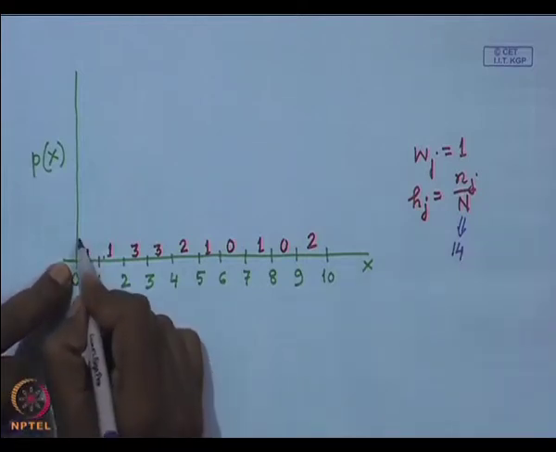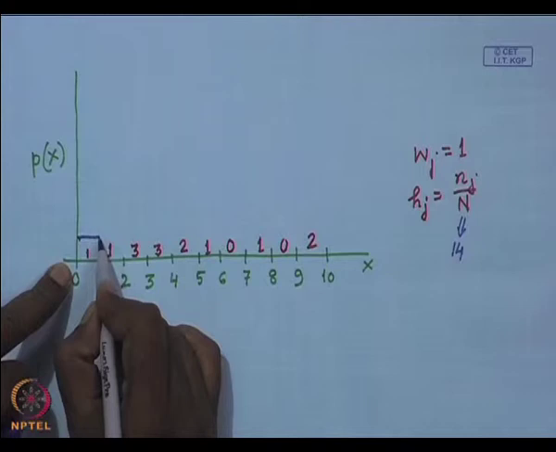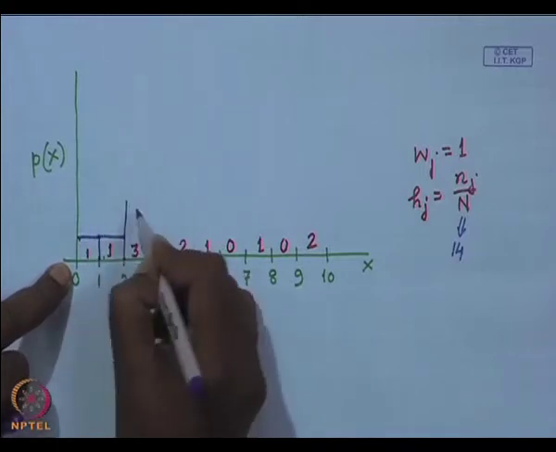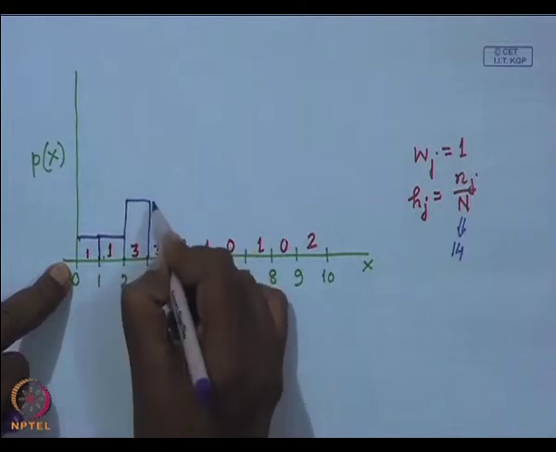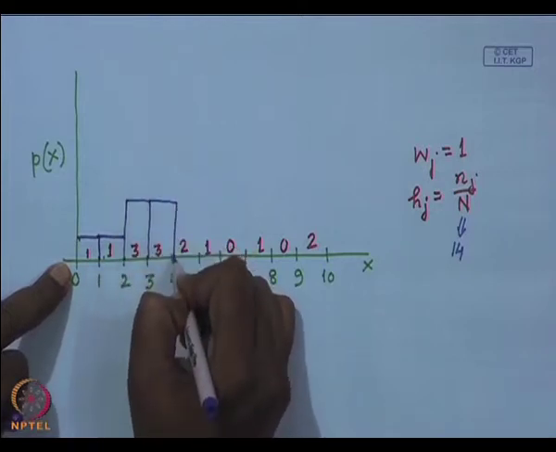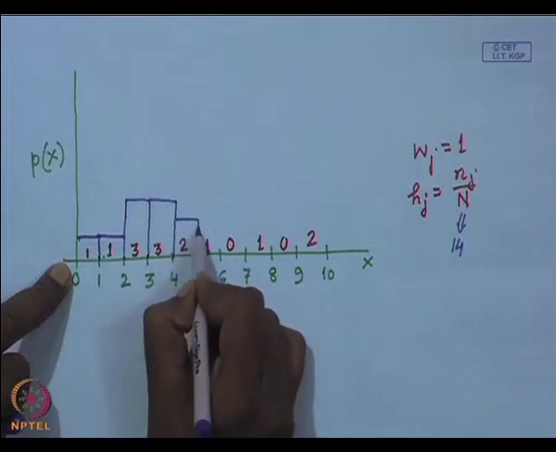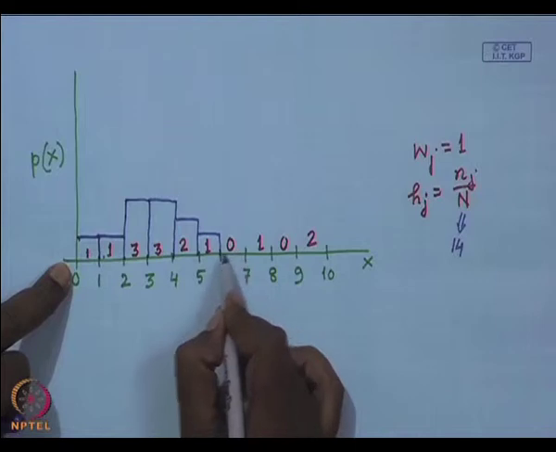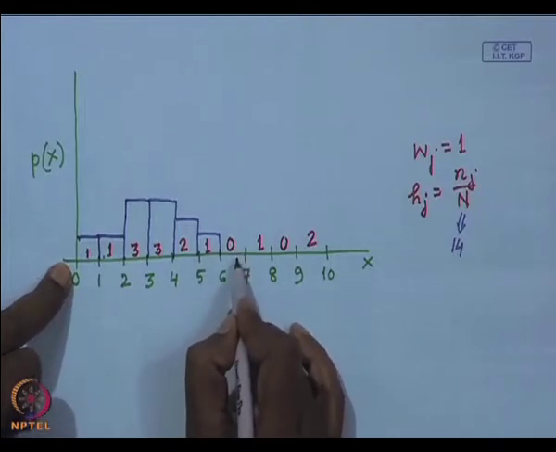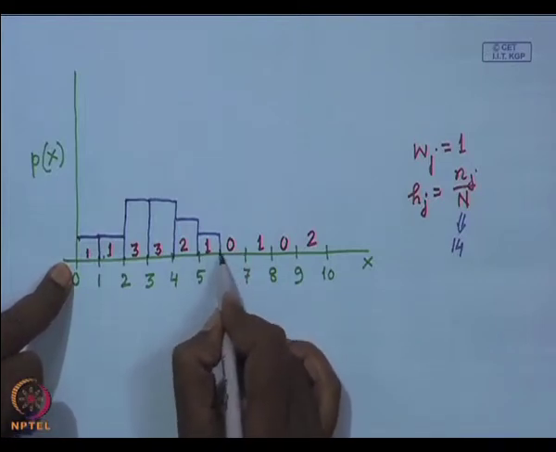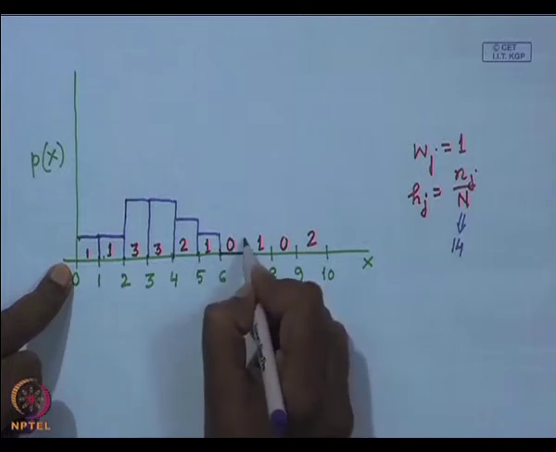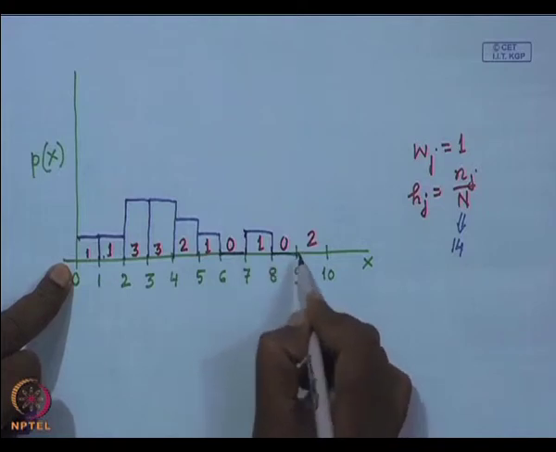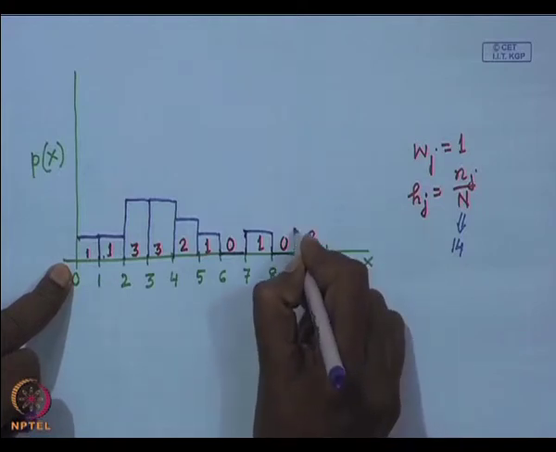So, this will be 1 by 14, this will be 1 by 14 again, this will be 3 by 14, here it will be 3 by 14 again, here it will be 2 by 14, here it will be 1 by 14. Here no sample is falling within this bin, so the value of n j is equal to 0. So, this is 0. Here again I have only one sample, here again it is 0, here I have 2 samples.